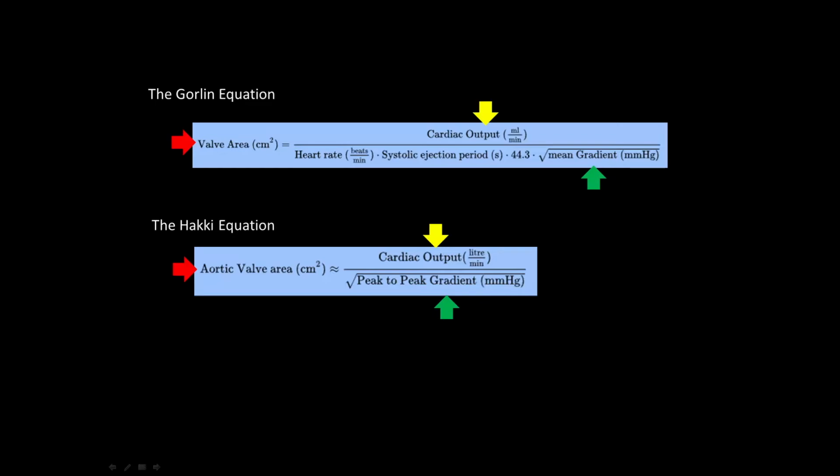One limitation I should mention is that these equations work provided there isn't substantial mitral regurgitation or a ventricular septal defect that would artificially elevate the left ventricular stroke volume.